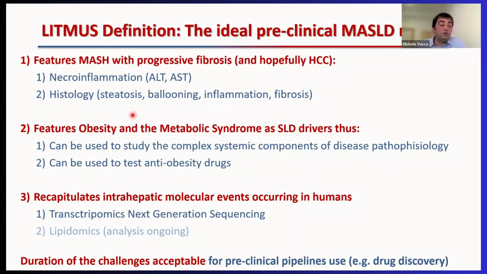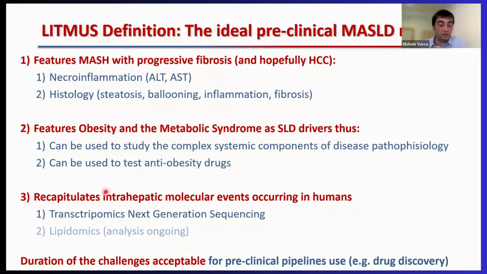We want the model to feature obesity and metabolic syndrome as main steatotic liver disease drivers. In this way, we can use these models to study complex systemic components of disease pathophysiology, for example, the contribution of the brain or the adipose tissue. And they can be used also to test anti-obesity drugs that are becoming increasingly popular and have effects which are outside the liver.